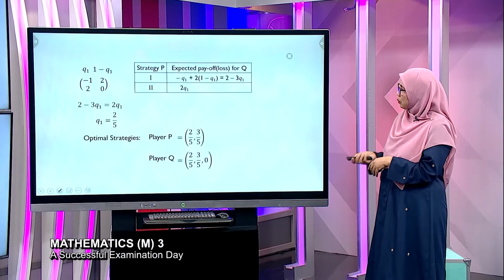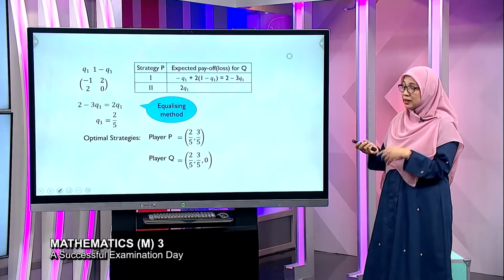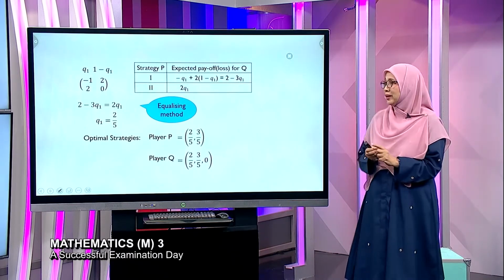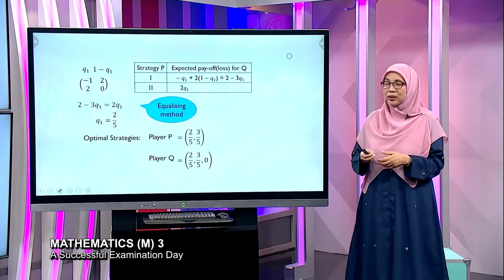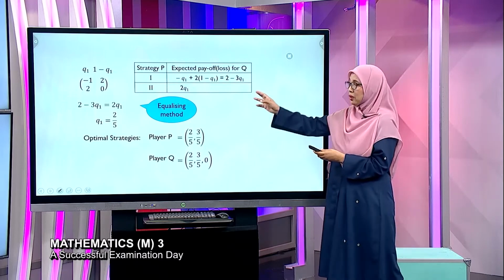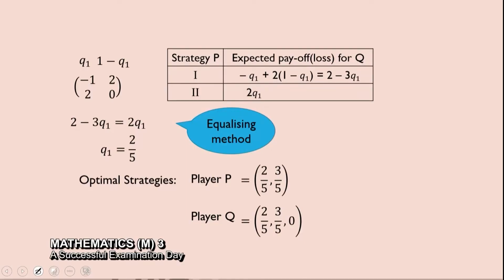Okay, I'm showing you another method. Instead of the formula method, this is called the equalizing method. For the equalizing method, you have to find the expected payoff. Here is the loss for player Q. So if P plays strategy 1, notice that I did not change the negative sign because it's a loss. If I change the negative sign, it's a gain. So for easy calculation, I will not change the negative sign. It's fine if you don't write loss, but make sure you understand what you are writing, okay?